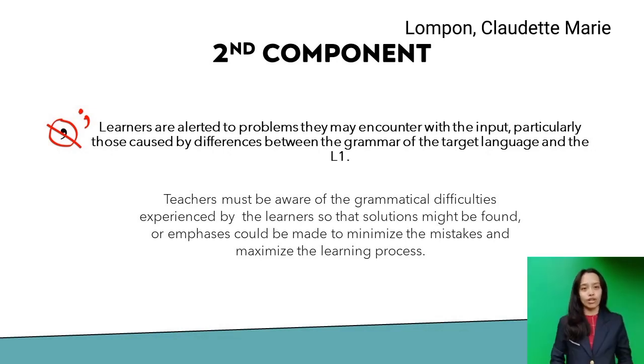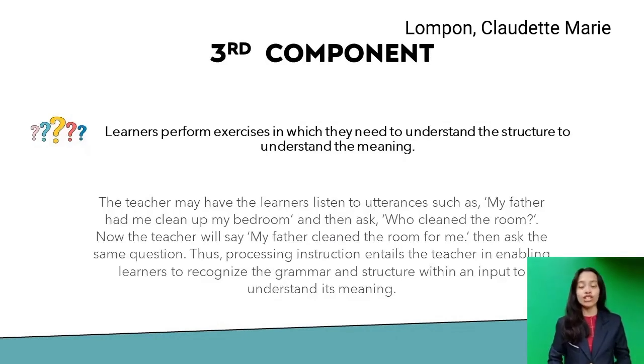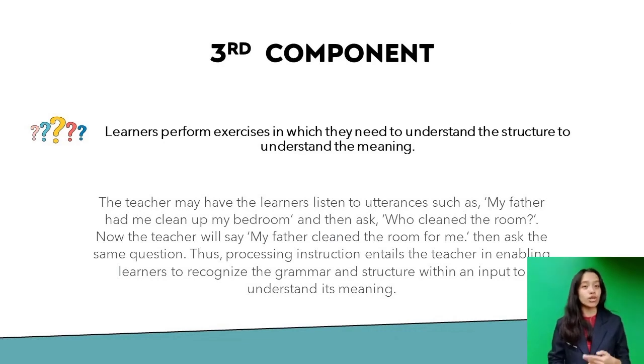The third component is that learners then do exercises in which they need to understand the structure in order to understand the meaning. The teacher may say, "My father had me clean up my room," then ask who cleaned the room. Now the teacher will say, "My father cleaned the room for me," and then ask the same question. Thus, processing instruction entails the teachers enabling learners to recognize the grammar of an input in order to understand its meaning.